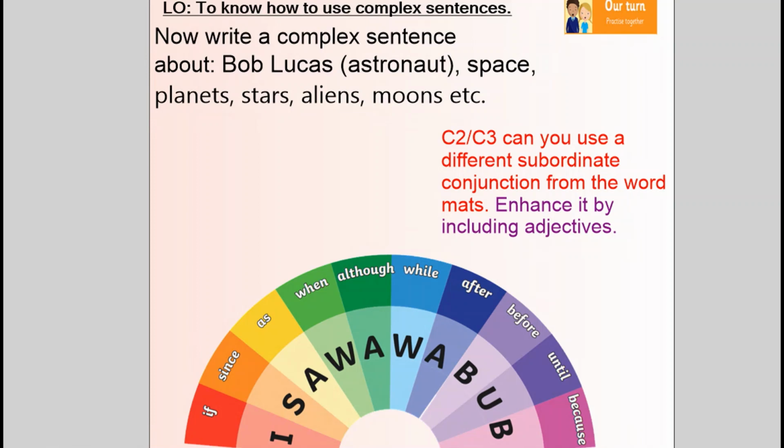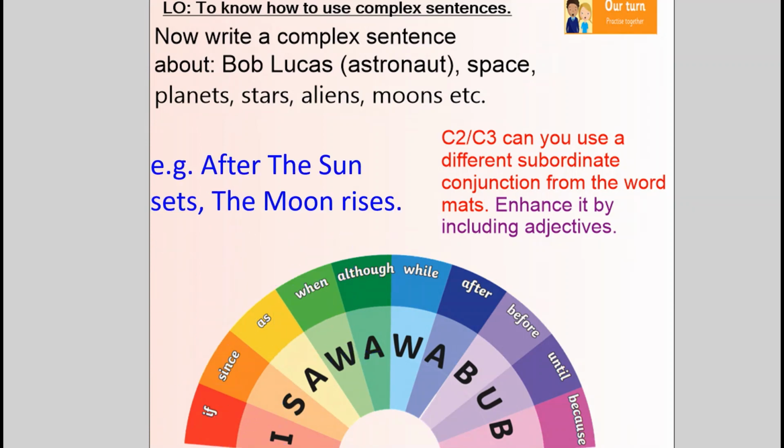Okay, now I would like you to write a complex sentence about Bob Lucas, or an astronaut, space, planets, stars, aliens, or moons. So this is my example. I've written, after the sun sets, the moon rises. I've used my subordinate conjunction after. Now I'm looking to the right hand side and I'm seeing if I could maybe change this or enhance it in any way. So I could see if I could use a different subordinating conjunction for that sentence, or I could enhance it by using adjectives.